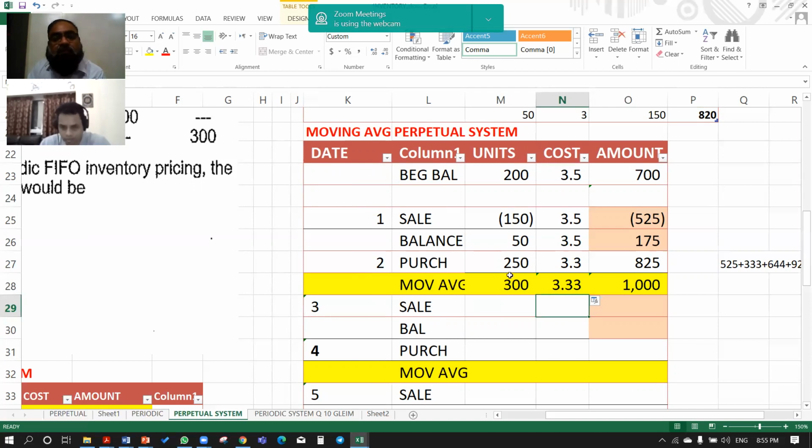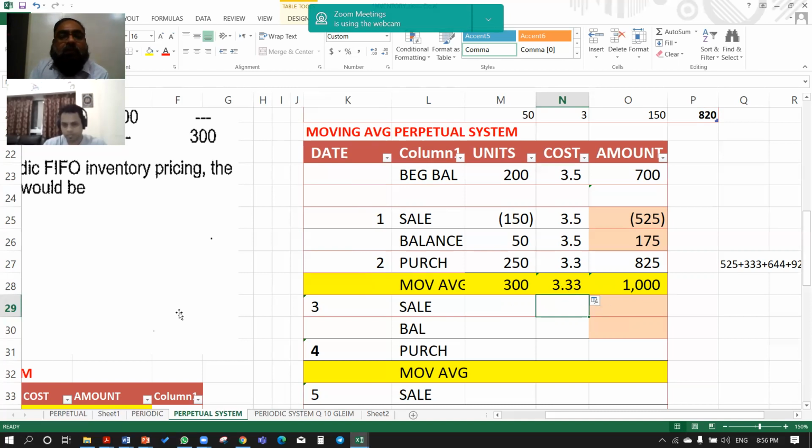In the average method, we have to find the average rate of both lots. We have 3.5 and 3.3, and we find the average rate. The average rate will always come between the highest and the lowest. We have two lots, 3.5 and 3.3, and the average is coming 3.33. You understand my point? So your mind should be working manually as well. The rate should come in between, right?